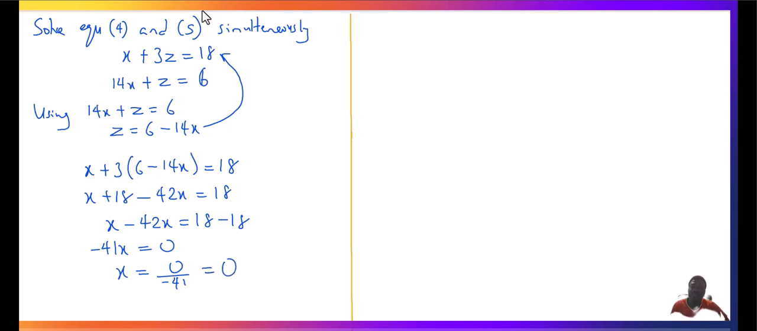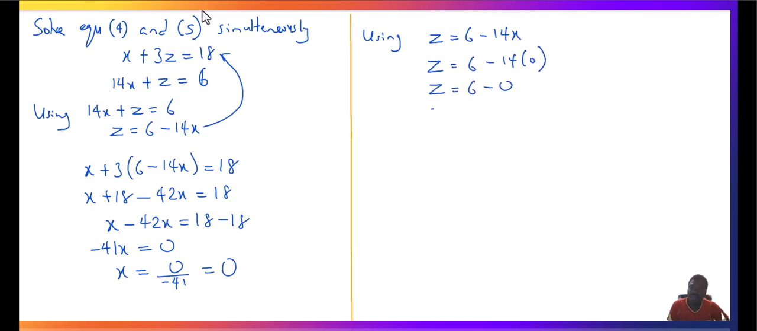Now I can go and find what my z is. Using z equals to 6 minus 14x. Remember, we made z the formula. So our z is equals to 6 minus 14 multiplying what? 0. So my z is equals to 6 minus 0, and my z is equals to 6.